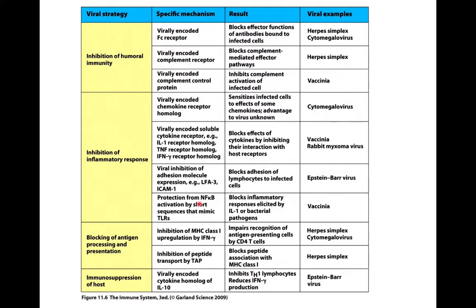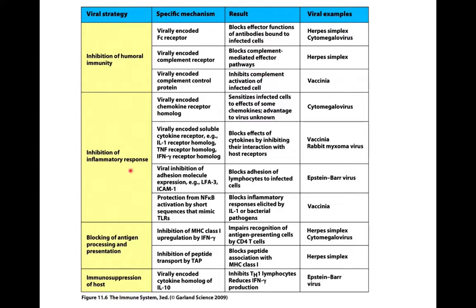This chart, again, you never need to memorize a chart. I'm just giving you some examples of how viruses can do all these things that I've just told you about. So I'm only going to point out a couple here. So humoral immunity and antibody production. Herpes simplex virus and cytomegalovirus, which is also a herpes virus, can encode their own Fc receptor. This will bind to the Fc region of antibodies, and this blocks effector functions of antibodies bound to infected cells. So that Fc receptor is bound, and it prevents the antibody from recognizing the infected cell.